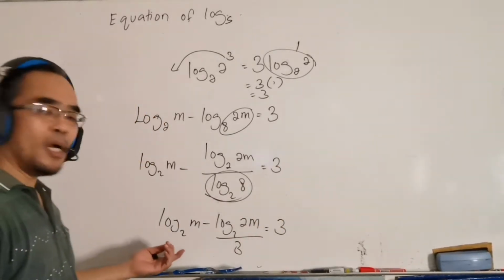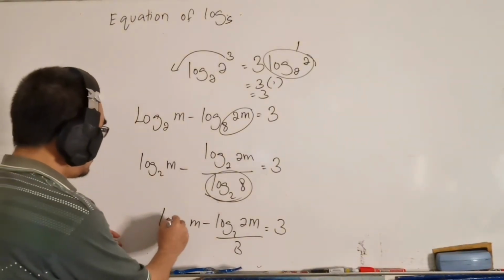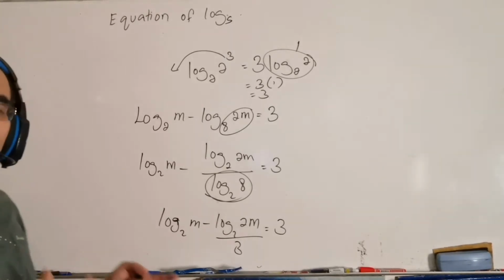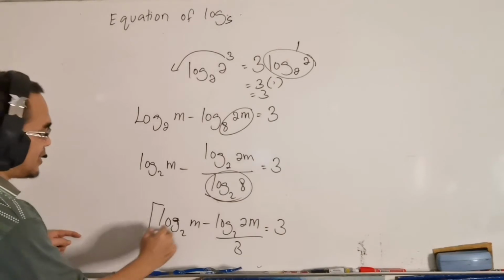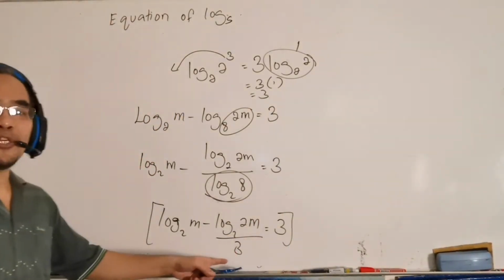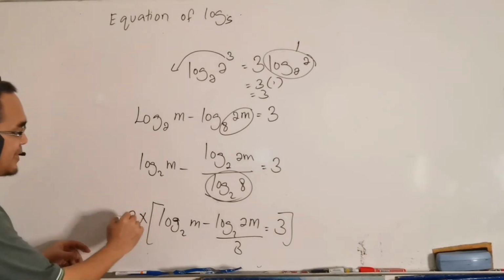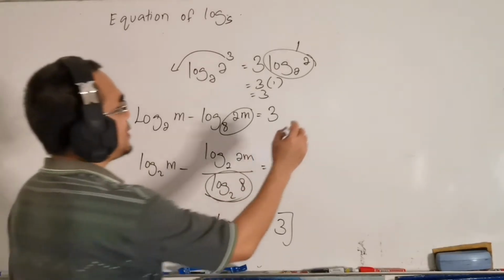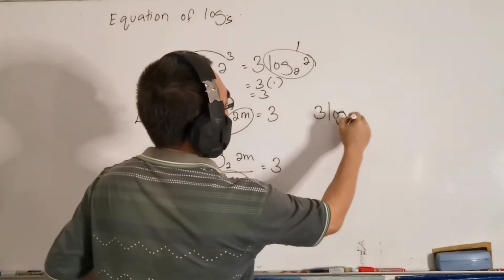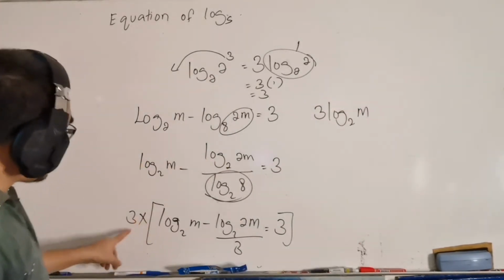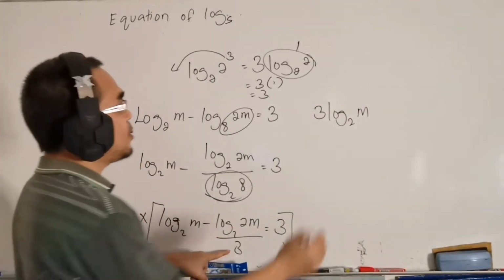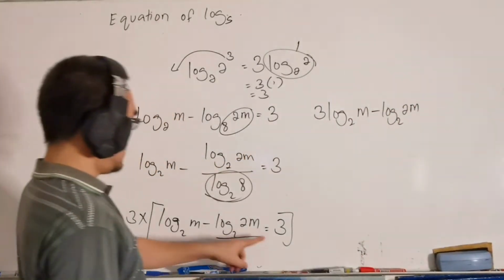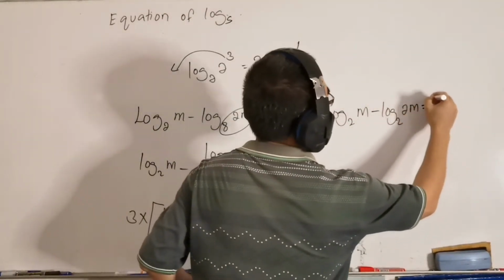Now we have log of the same base, log 2 and log 2. In order to simplify the equation, whether this is an equation of log or not, you eliminate the fraction. How to eliminate the fraction? You multiply by 3 in this case because the denominator is 3. So 3 times log 2m will be 3 log 2m. 3 times log 2m over 3 will become log 2m equals 3 times 3 equals 9.